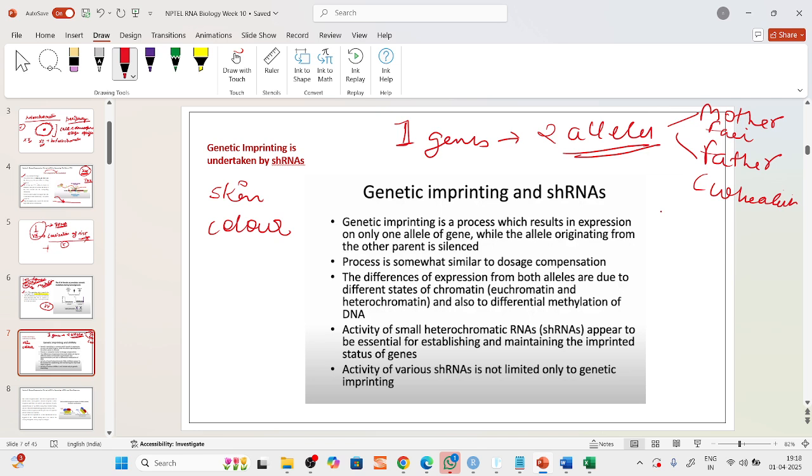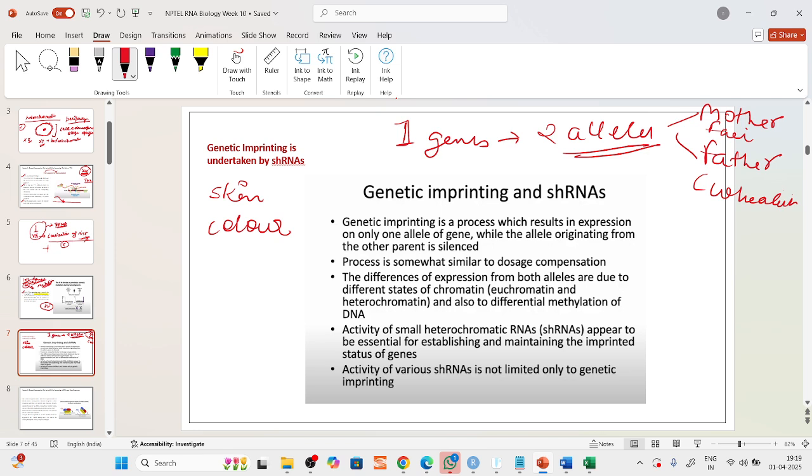We don't know, but there are certain genes which are pre-decided or predestined that they will come from the mother only or they will come from the father only. That means that gene is imprinted to be coming from the mother or from the father. That kind of phenomenon is known as genetic imprinting. So genetic imprinting is a process which results in expression of only one allele of a gene, while the allele originating from the other parent is silenced.